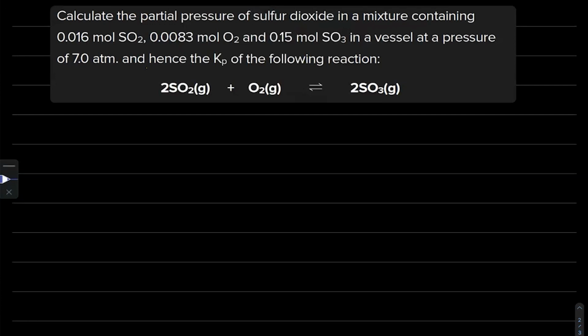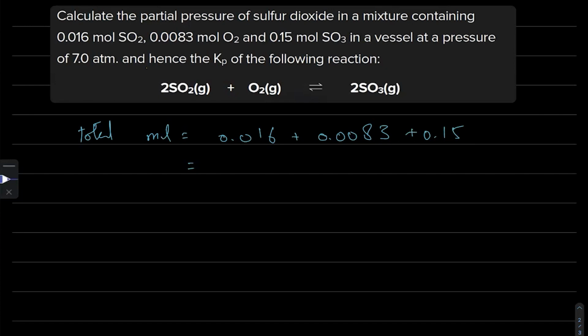Partial pressure depends on mole fraction, so I'll need the mole fraction. This one's actually really easy. How many moles of gases do I have? So total moles: I have 0.016 sulfur dioxide, 0.0083 oxygen, and 0.15 SO3. This is an example we were working with yesterday.